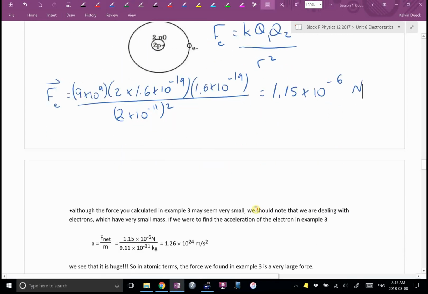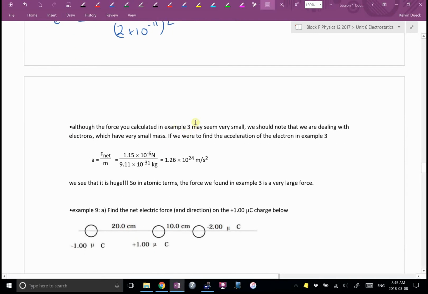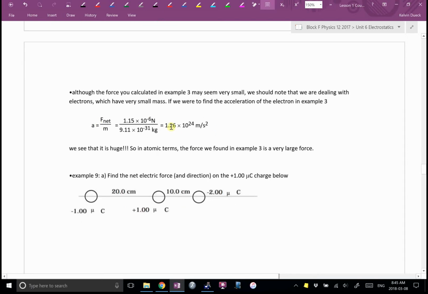So on the next page here, I wrote, although the force you calculated may seem very small, we should note that we're dealing with electrons which have a really tiny mass. If you find the acceleration, it's 1.26 times 10 to the 24th, which I think you'll agree, that's massive. So in atomic terms, Linnea, this is a very, very large force.